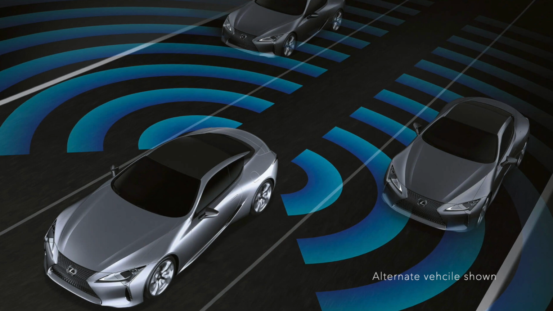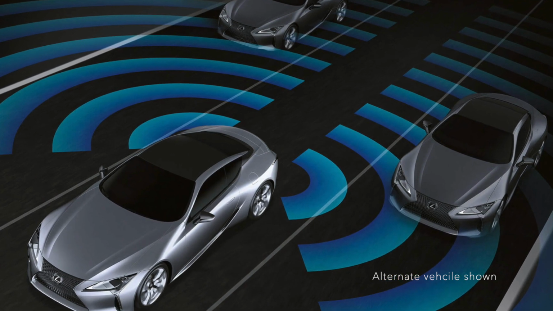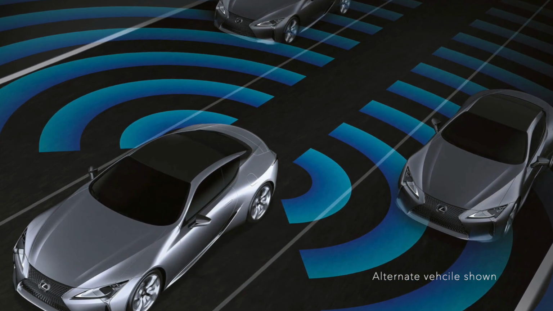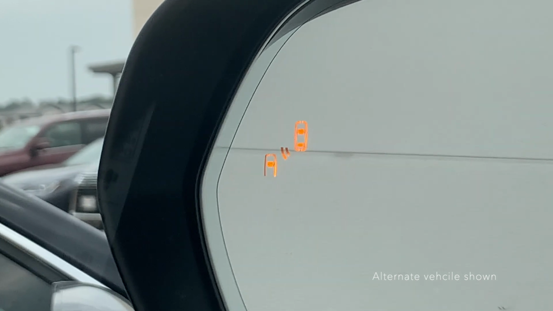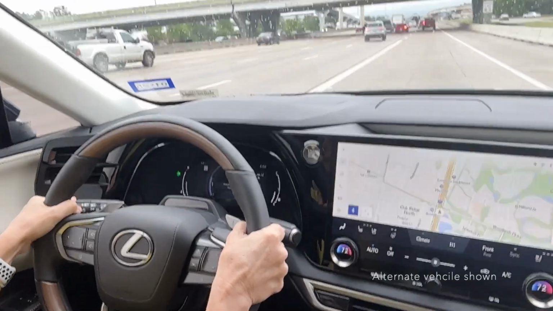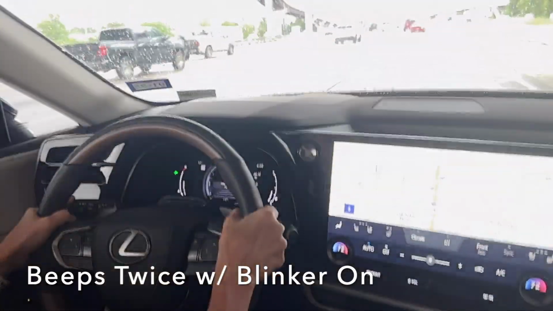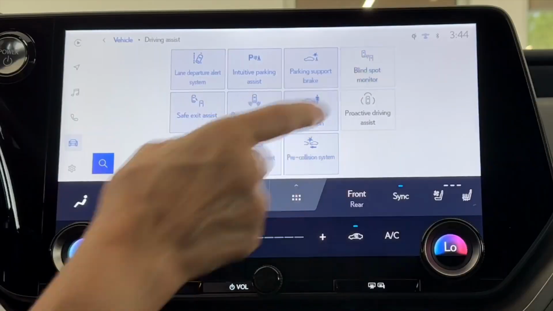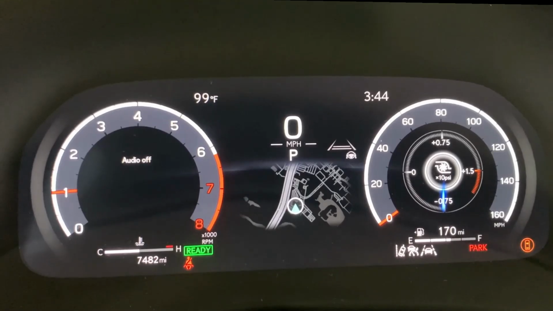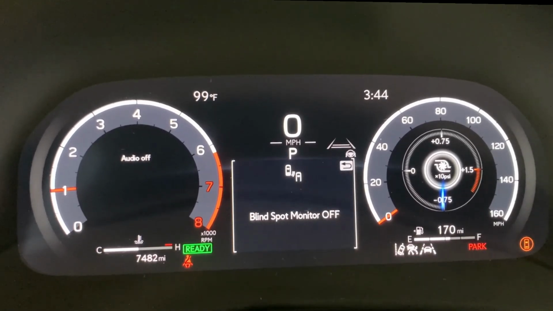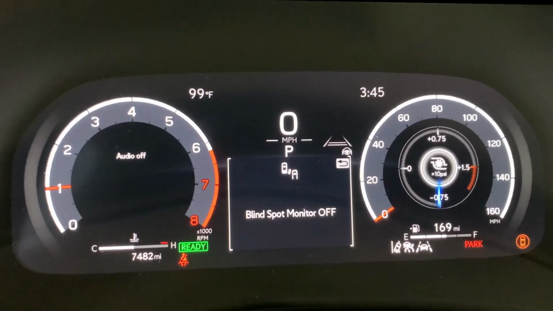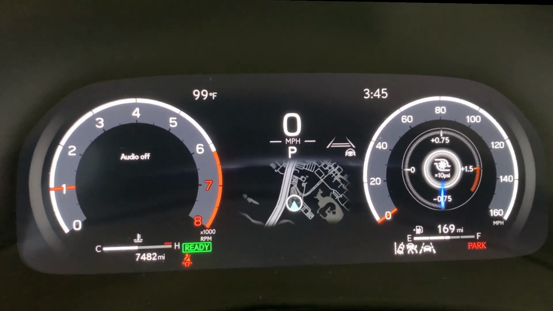So if you've turned on your indicator to change lanes and someone is in your blind spot, you'll see that blind spot monitor icon flash in the side view mirror, and now you'll hear two chimes, just to give you an additional alert. When you turn it off, Blind Spot Monitor will also tell you that it's off with the large message and the general safety feature off warning icon. And when you turn it back on, you'll see the warning messages clear.